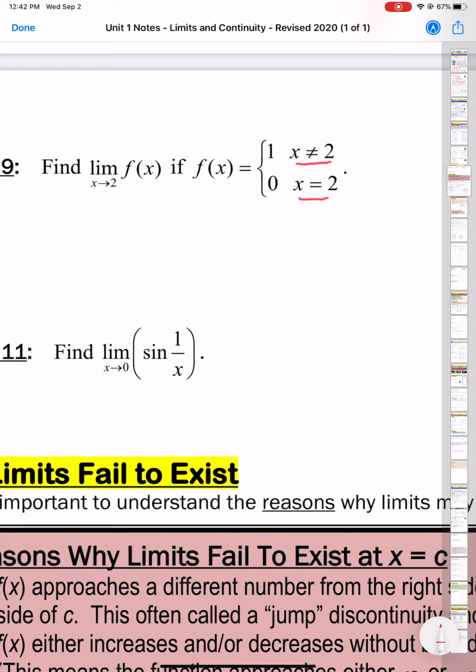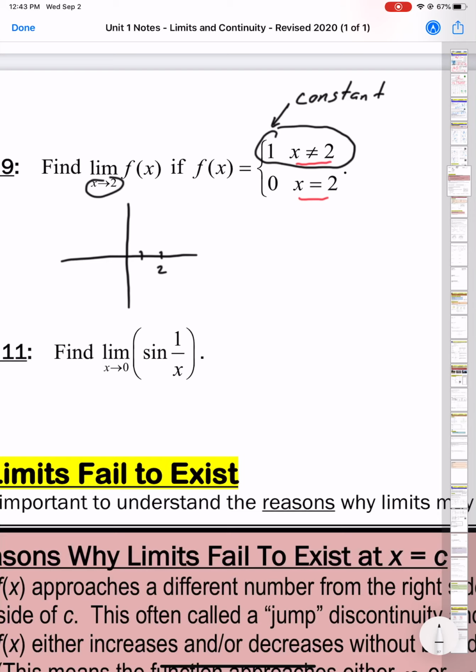So we're going to make a graph. And we know something is going on at the x-coordinate 2. That's what we're approaching here. So 1, 2 on the graph. And then for graphing this, we'll look at each piece of the function separately. Let's start with this one. Whenever x is not 2, the value of this function is just 1. That's a constant. So a constant function will just graph as a horizontal line.